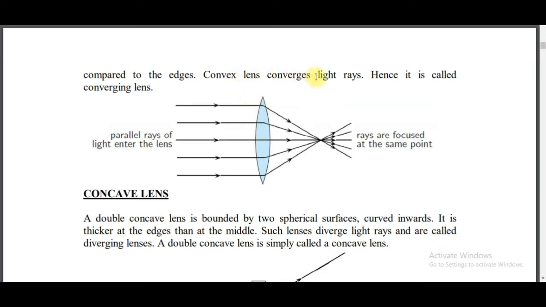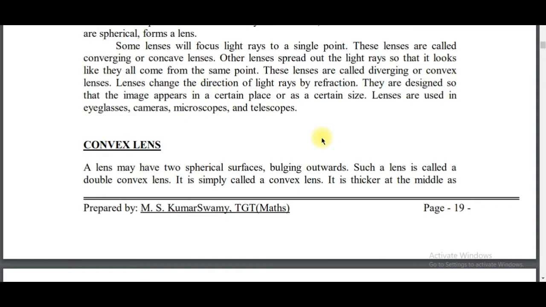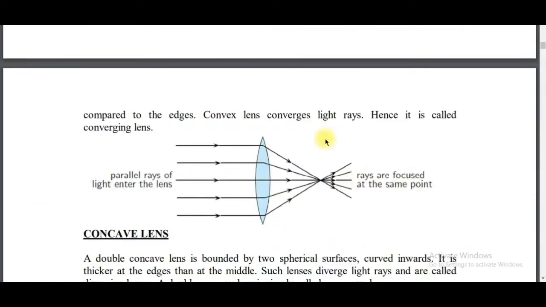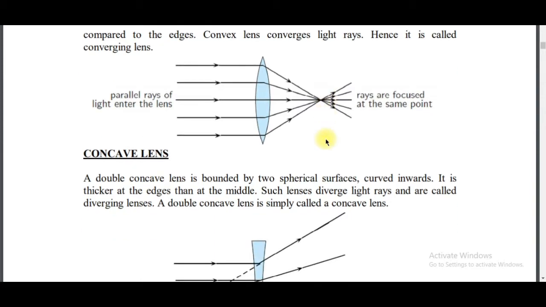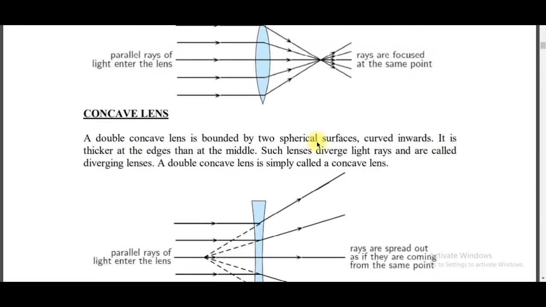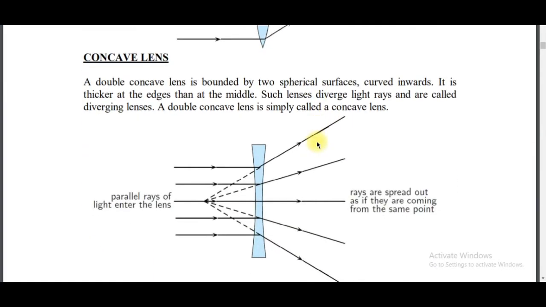So convex lens will converge light rays at a point here. It is called converging lens. So here you can see how they are converged at a point. Next we see concave lens.